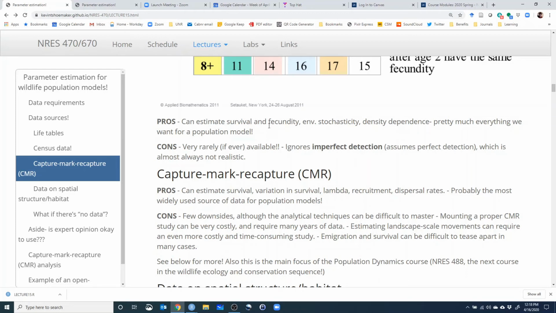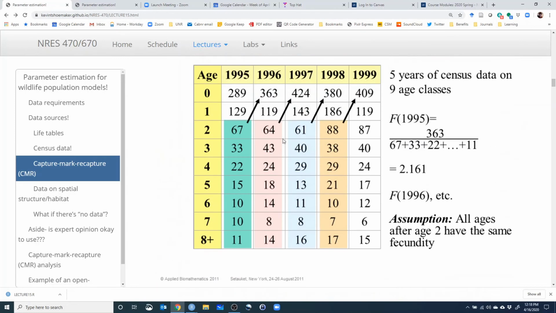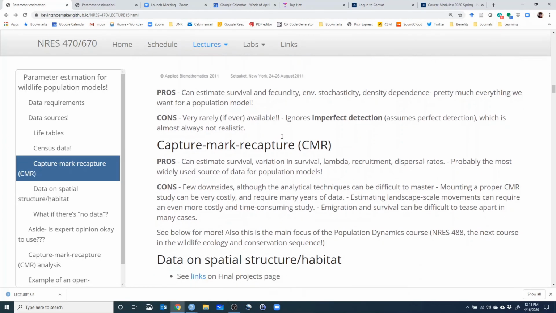Well, it's never available to us. We don't have this information. It is pretty much impossible to get census data for a wild population. We can do it for captive populations, but that's not that useful because captive populations don't really represent wild populations very well. So that's the problem with census data. It's what we want, but it's not what we have.